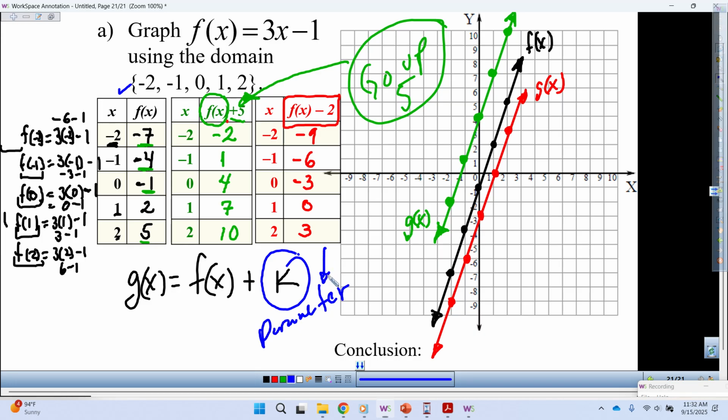Up or down. So write this down. g of x equals f of x plus k. Up or down. If it's a positive number, it moves up. If it's a negative number, it moves down. That is correct.